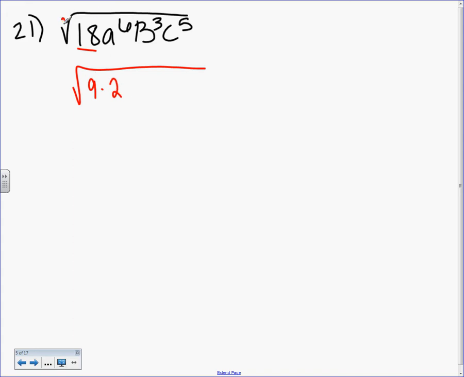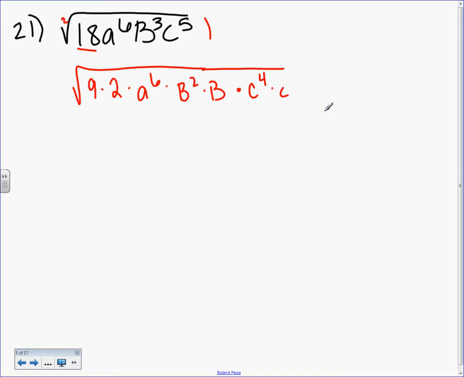I'm going to go ahead and break these down into perfect squares. So we've got 9 and 2. This is already a perfect square because it's even. 6 divided by 2 works out, right? So I'm just going to leave it. This is not. So that's going to be b squared and b, because isn't that b to the 3rd? This one's a perfect square, it'll come out. This one's not a perfect square, so what would you break it down into? C to the 4th, and then you have a c left over.